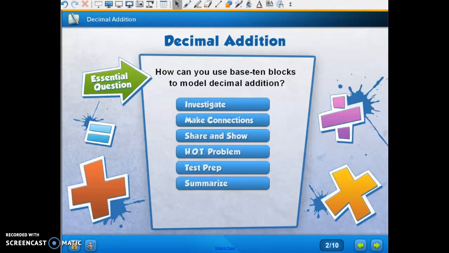Okay, today we're going to explore how to add decimals. Lesson 3.5 in our book. We're on page 121. We have our manipulatives, so that we can use them to add. Our essential question is, how can you use base 10 blocks to model decimal addition? So that's what we're going to work on learning today.